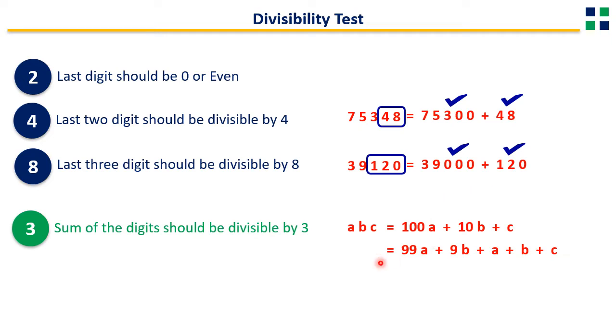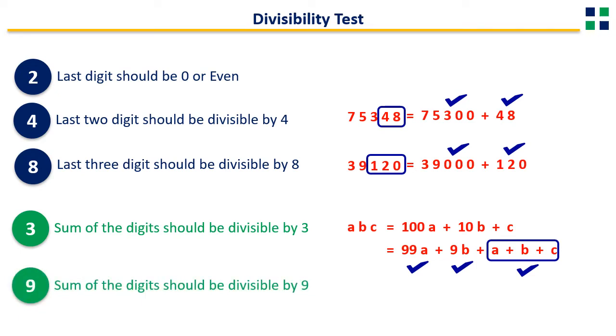We know that 99 is a multiple of 3. Hence, 99 multiplied by A will be also a multiple of 3. Even 9 is a multiple of 3. Hence, 9 multiplied by B will be also a multiple of 3. Now, if this sum, so-called A plus B plus C, becomes divisible by 3, we say the entire number becomes divisible by 3. And this is the reason why we take sum of digits for 3. Okay. What is the test for the number 9? For 9 also we do the same thing. We take the sum of the digits, and if the sum of the digits is divisible by 9, we say the number is divisible by 9.